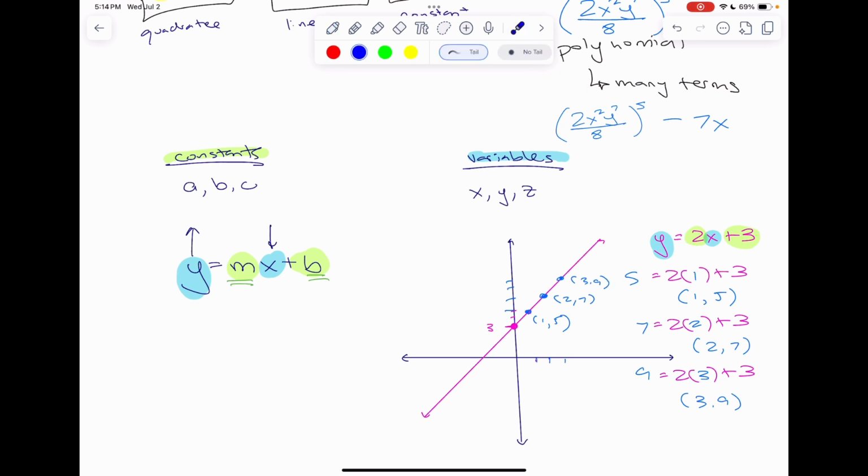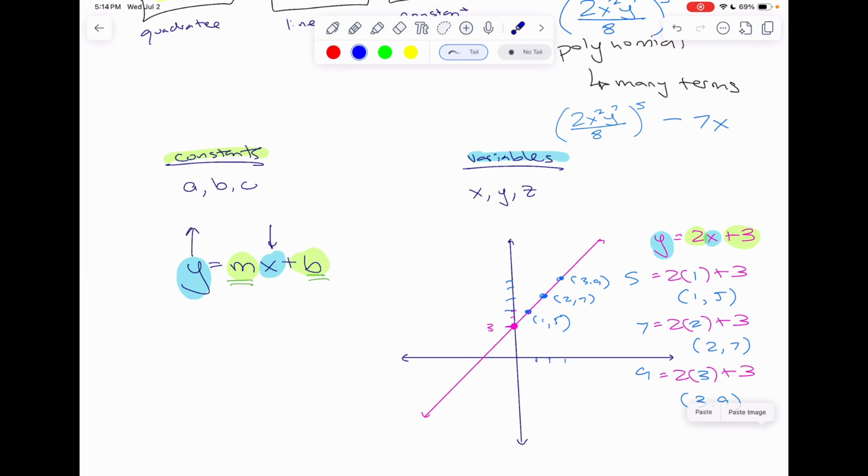Now you'll notice when I'm here, my x is 1, my y is 5. When I move, that doesn't stay the same. Over here, my x is 2 and my y is 7. And when I move over here, my x is 3 and my y is 9. They change, depending on what I put in and what I get out.